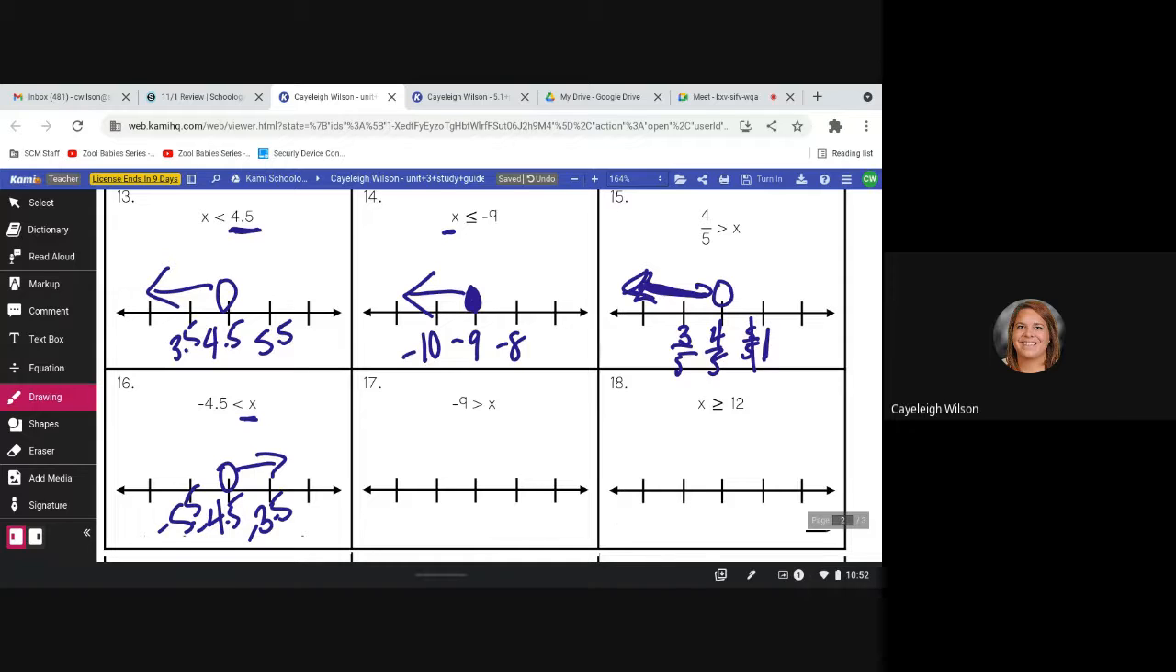All right, on 17, negative 9, I subtract 1 to the left and add 1 to the right. Open circle on the x, and this one's eating the number. So that's saying the number is big enough, so I need numbers that are smaller. And then 18, here's 12, 13, and 11. Solid on the 12, and it's eating the x, so it's saying x is greater, so I go to the right.